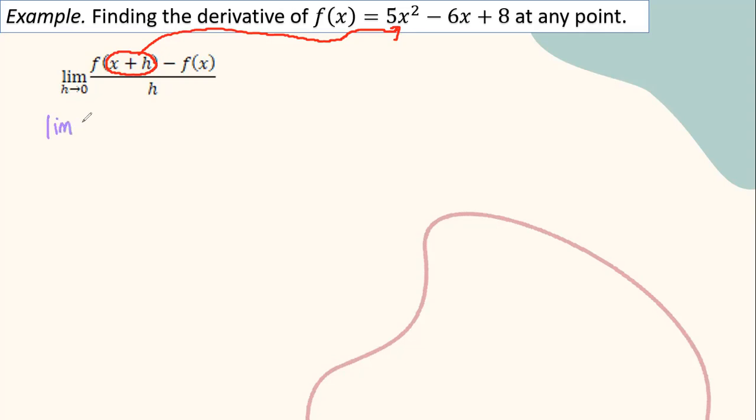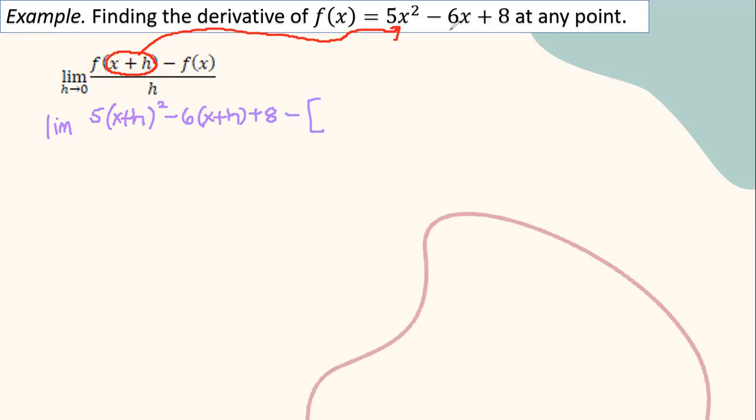So the limit of f of x plus h becomes 5 times x plus h squared minus 6 times x plus h plus 8. Okay? So, hindi pa tapos. F of x plus h pa lang yon. So, we have minus f of x.